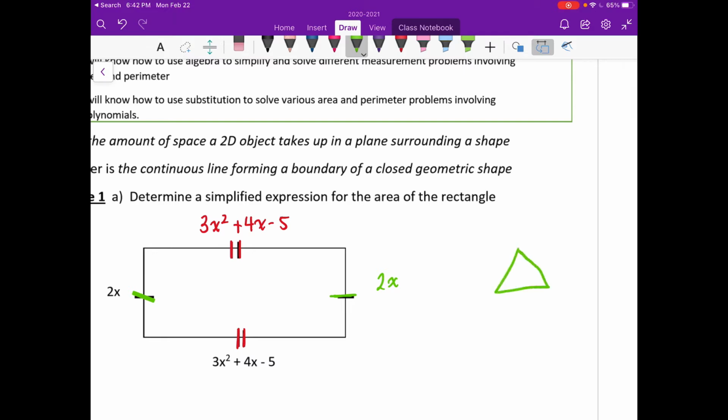If I was to give you a triangle like this, it means that all sides are the same. If I gave you something like this, it would mean these two sides are the same and this one's different. And say I gave you something like this, that means every side is different, okay? So it's just good to remember that from last year.